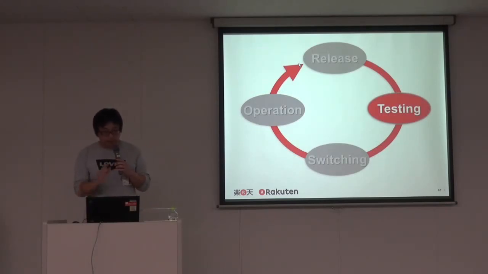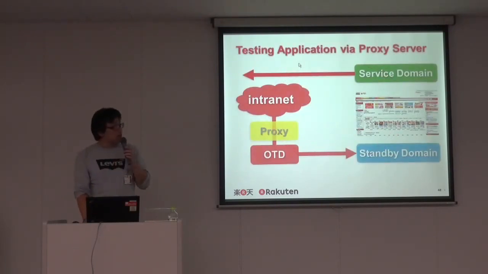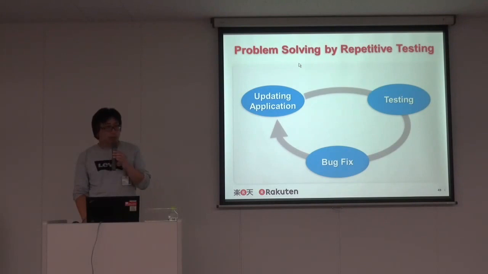The next page is testing. I have explained that we can access the standby domain via a listener for testing. If the application has been released, we can always access the application internally. It is a big benefit to test the application in production before servicing. In the test phase, the application can be updated many times over. So we can fix problems of the application before switching.